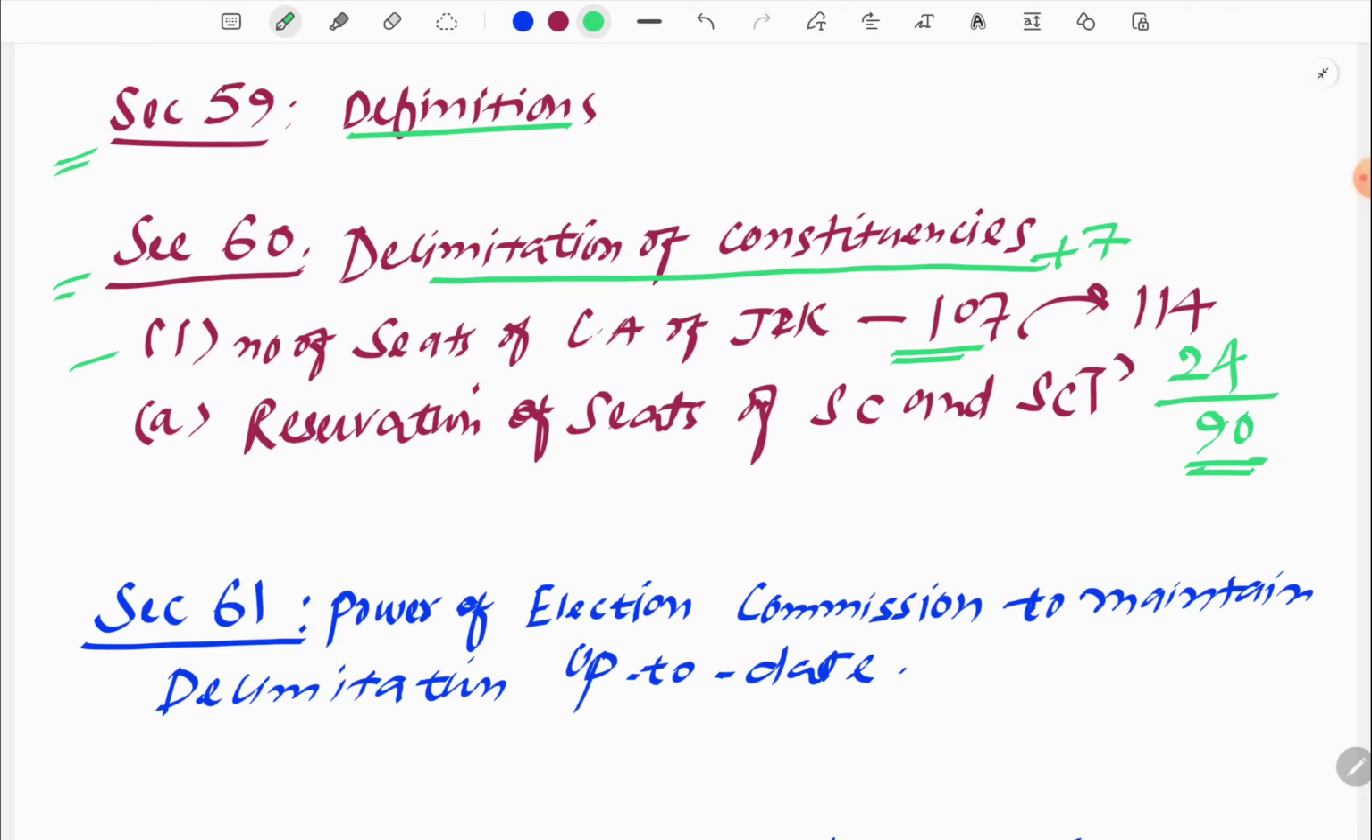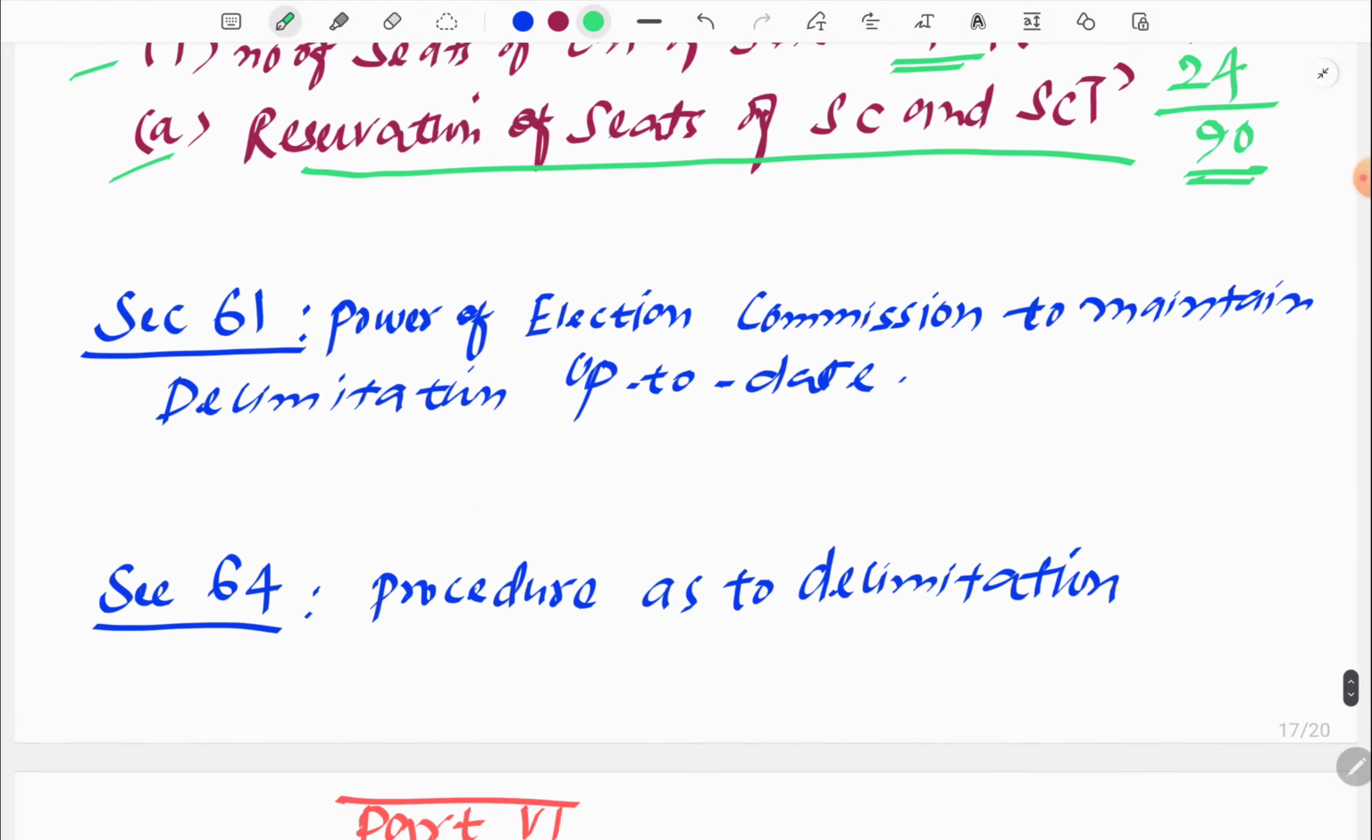This is the first subsection, and the first subsection (a) is the reservation of seats for SC and ST, which you will already be aware of. In the delimitation commission there is always a separate category for scheduled castes and scheduled tribes. Section 61 is very simple: power of the Election Commission to maintain delimitation up to date. It is a simple statement about what the powers of the Election Commission are. You don't have to remember all those things, because this is what is important here.